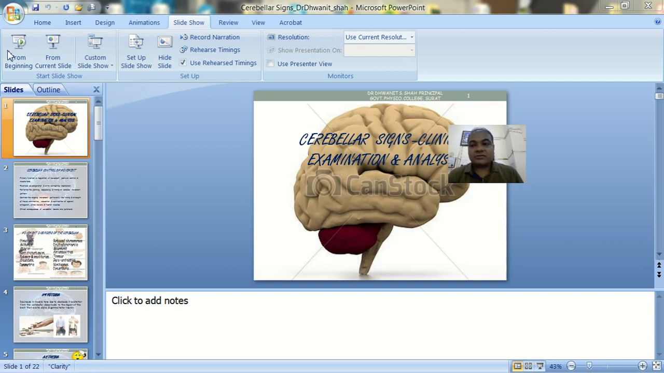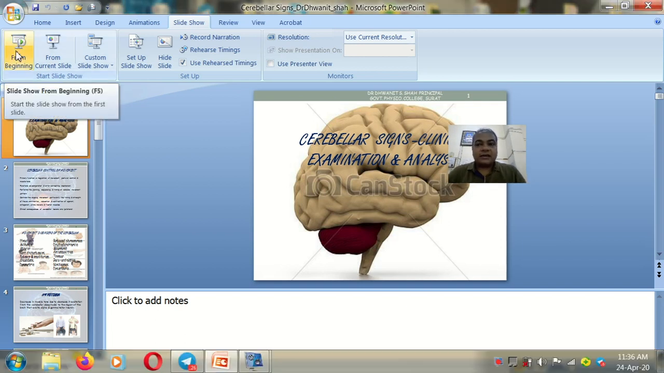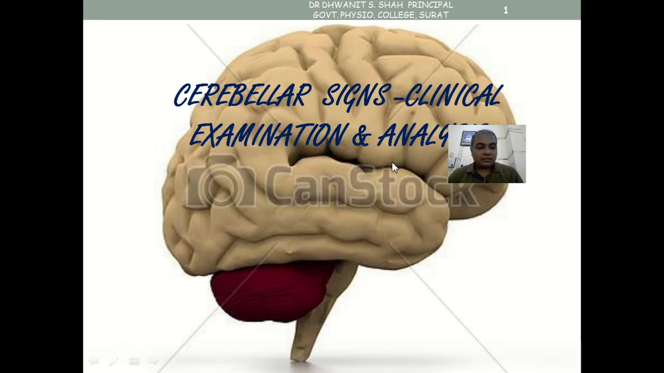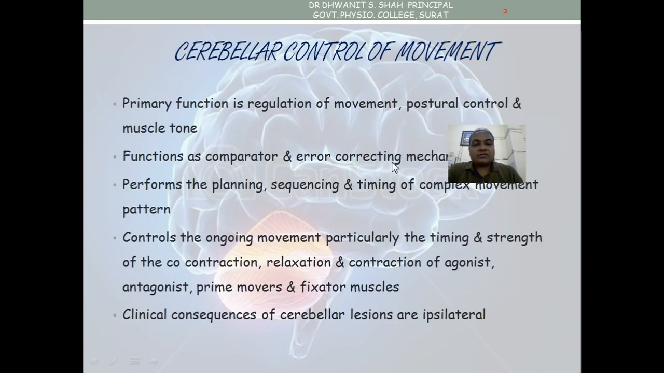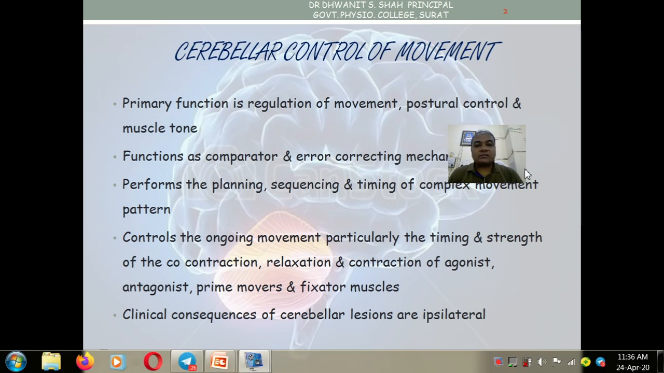So next slide we show, we start with that. So this is about the cerebellar control of movement. The primary function is the regulation of movement, posture control and muscle tone. This is the main function of the cerebellum.